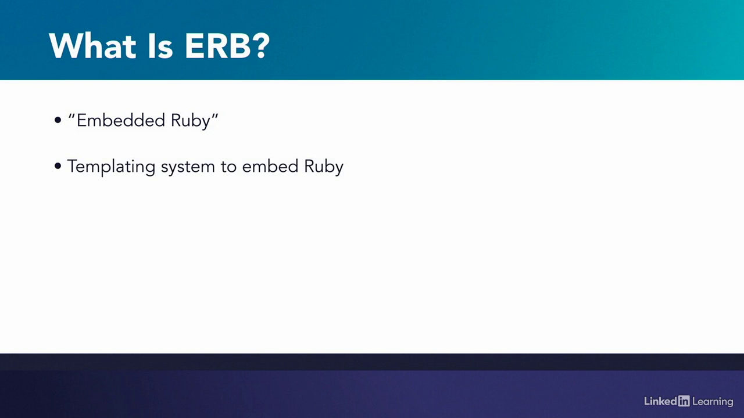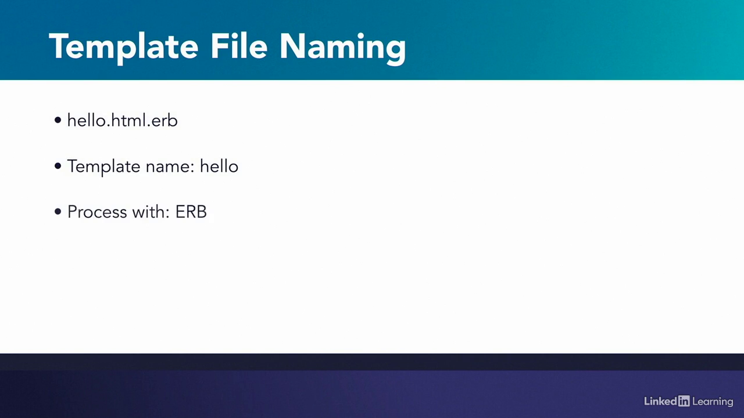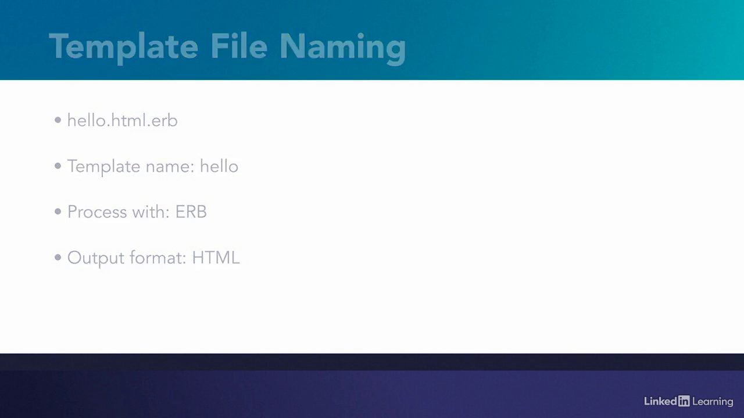You may remember those letters ERB were part of the template file names that we saw earlier. We had hello.html.erb. What this means is that the template's name is hello, it's going to be processed with ERB, and the final output format will be HTML. There are other templating systems and you can have other output formats, but this naming scheme is always the same. So the first step in being able to embed Ruby code is to have the correct file name. Once you have that, and you have .erb at the end of the file, it'll be processed with eRuby.